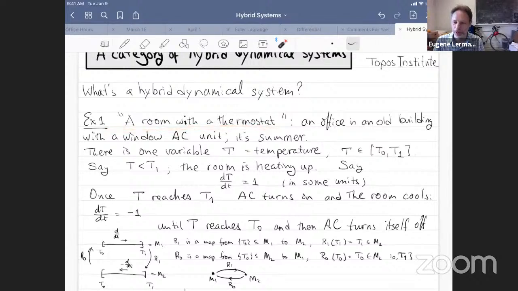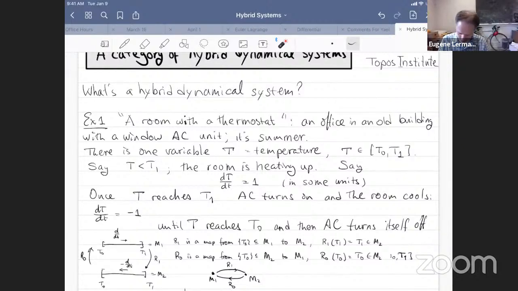It's a room with a thermostat. The two examples I'm about to give you are standard in the hybrid dynamical systems literature. Any tutorial will start with them, so I've decided not to be any different. So what's the setup? You should imagine an office in an old building like the one I'm in, and there is an air conditioning unit right next to me.